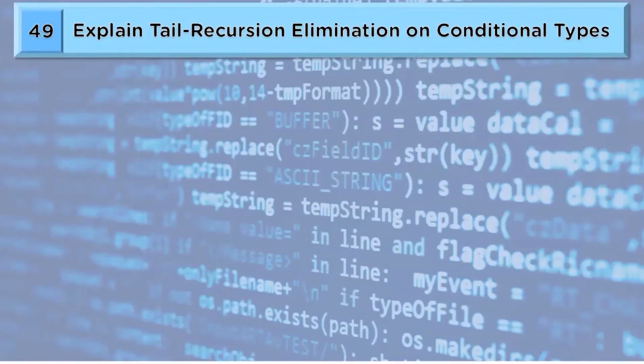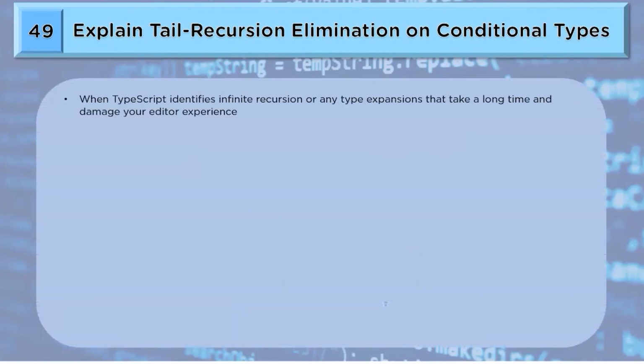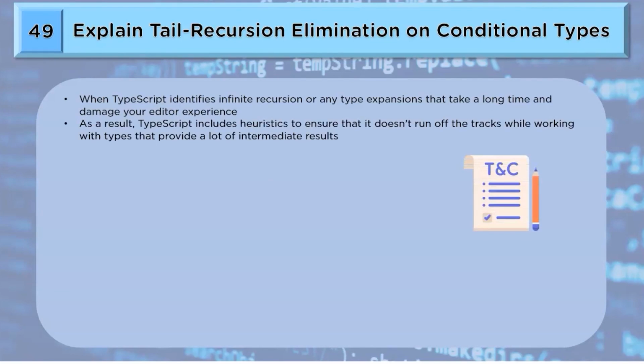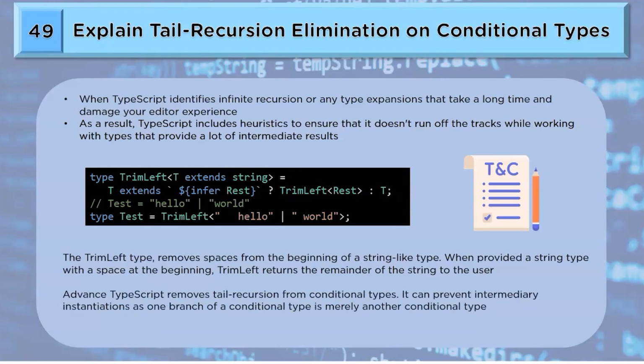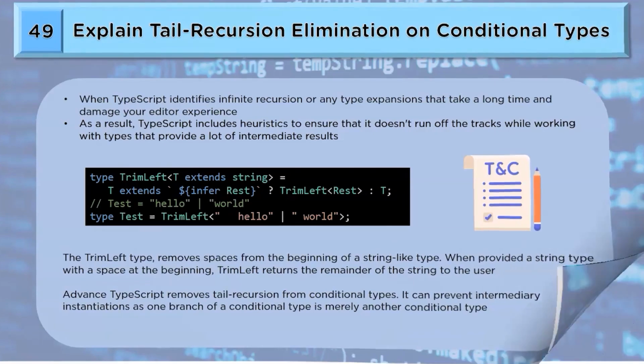Explain tail recursion elimination on conditional types. TypeScript identifies infinite recursion or any type expansions that take a long time and damage your editor experience. As a result, TypeScript includes heuristics to ensure that it doesn't run off the tracks while working with types that provide a lot of intermediate results. The TrimLeft type removes spaces from the beginning of a string-like type. When provided a string type with a space at the beginning, TrimLeft returns the remainder of the string to the user. Advanced TypeScript removes tail recursion from conditional types. It can prevent intermediary instantiations as one branch of a conditional type is merely another conditional type.